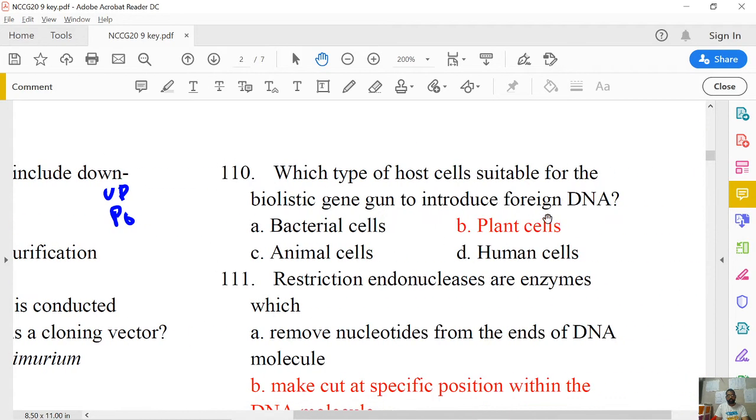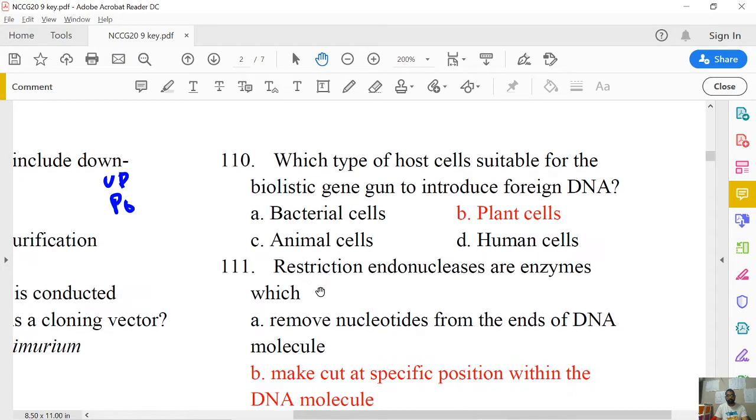Now coming to question number 110, which type of cell is suitable for the biolistic gene gun to introduce foreign DNA? So this biolistic gene gun, or simply gene gun, is used for the plant cells. In the case of bacterial cells, plasmids are used. In animal cells, you can use electroporation, or maybe you can use microinjection. So human cells anyhow, animal cells only.